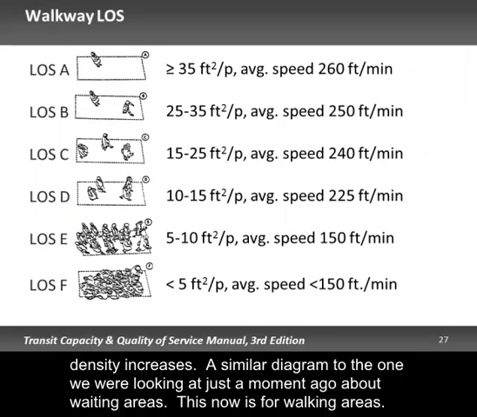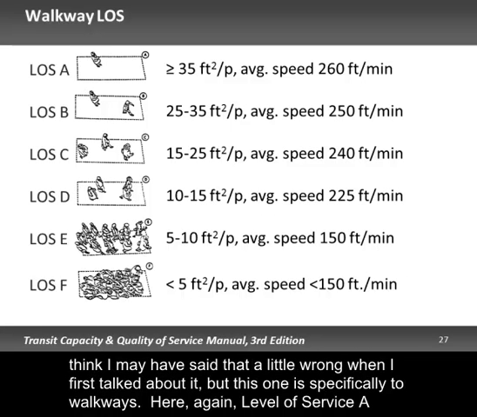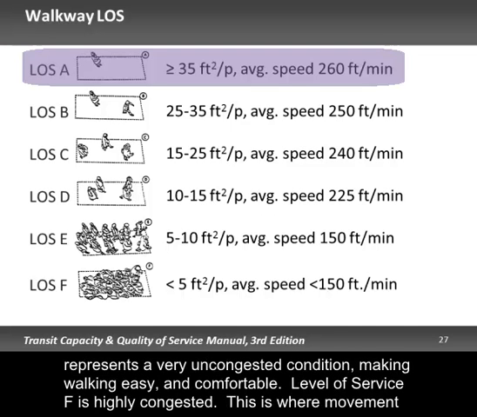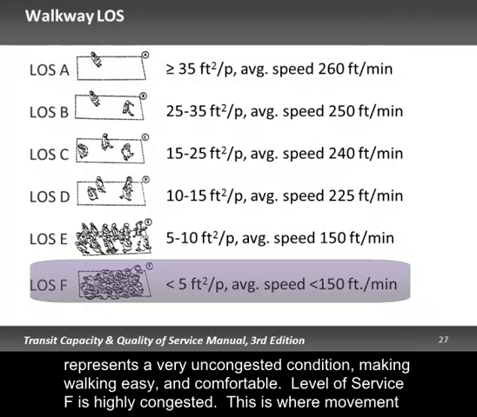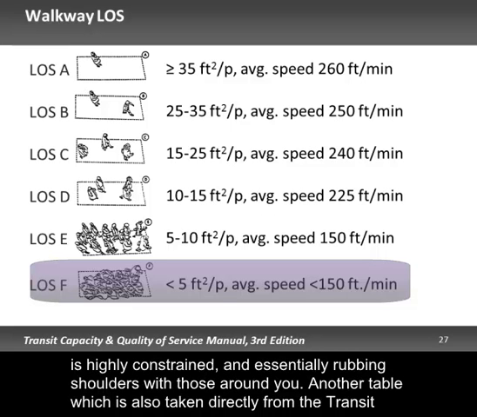A similar diagram to the one we were looking at just a moment ago about waiting areas. This now is for walking areas. I think I may have said that a little wrong when I first talked about it, but this one's specifically for walkways. Here again, level of service A represents a very uncongested condition, making walking easy and comfortable. Level of service F is highly congested. This is where movement is highly constrained and essentially you're rubbing shoulders with those around you.